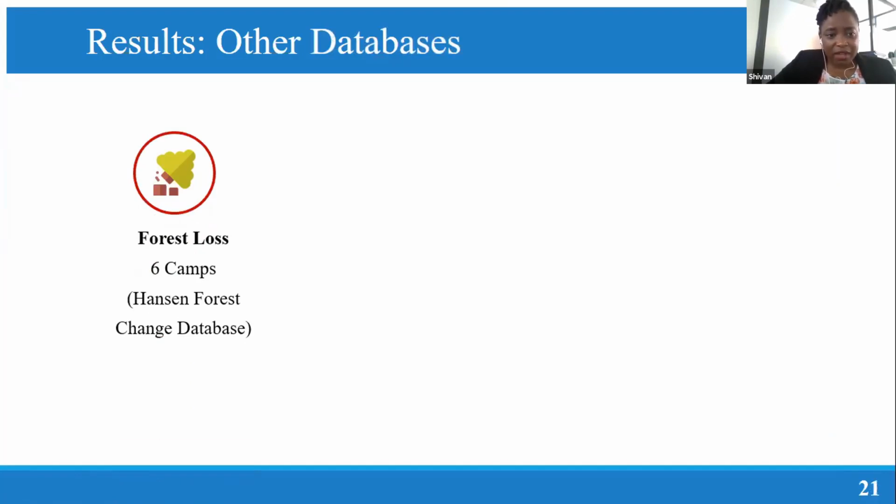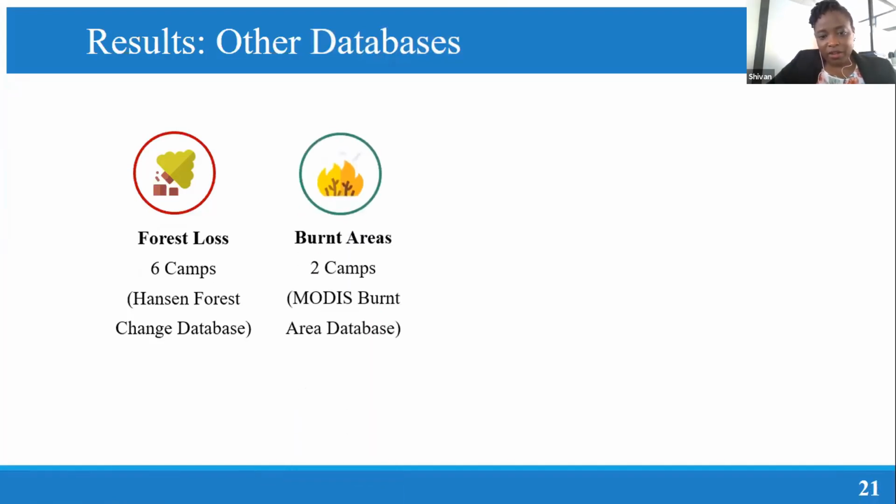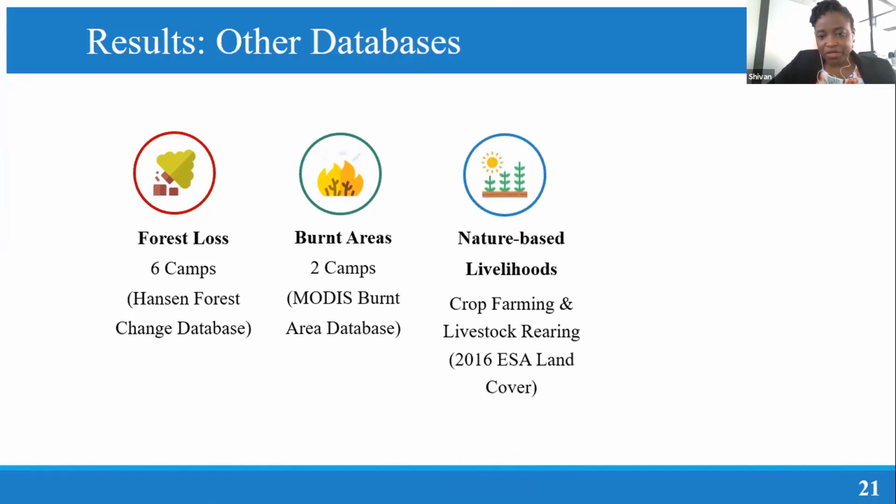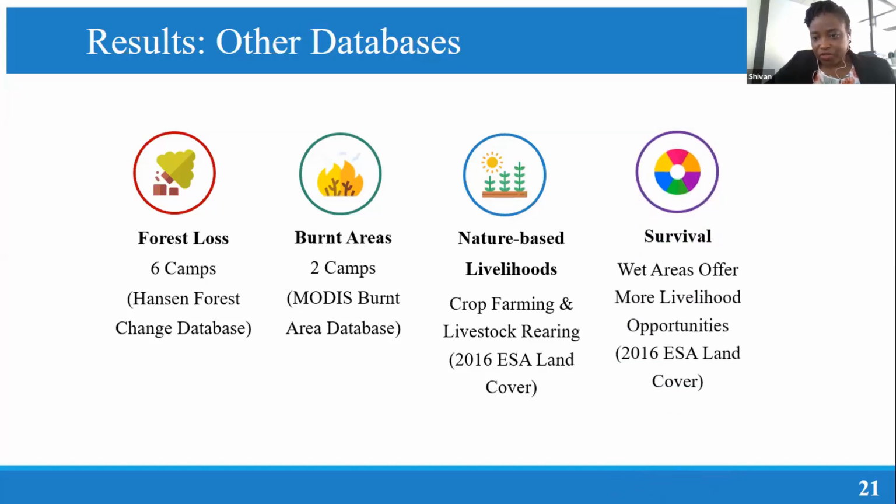From other databases, 6 camps presented forest loss. That's from the Hansen Forest Change database. Burnt areas were observed in 2 camps based on the MODIS burnt area database. And based on the land cover maps, we realized crop farming and livestock rearing were the most predominant livelihood opportunities that these people were using. And because of that, the wet areas have more opportunities for livelihood or for survival because they have shrubs, they have grass, they have rivers flowing, they have a good climate, while areas in the arid regions were less suitable for survival because they have large, vast areas of barren land.